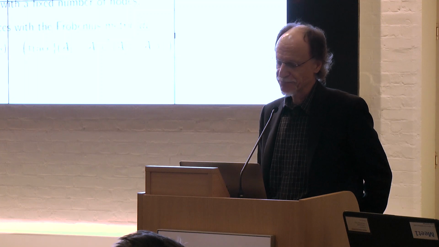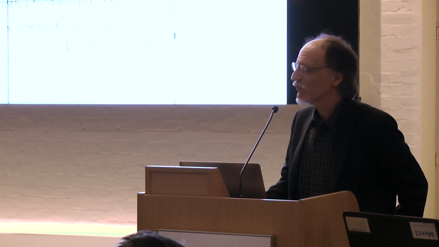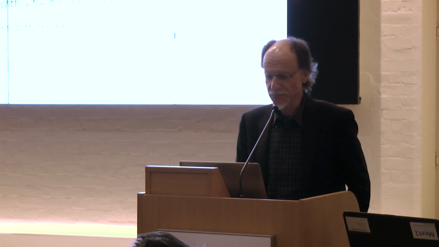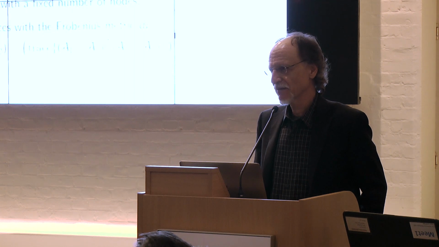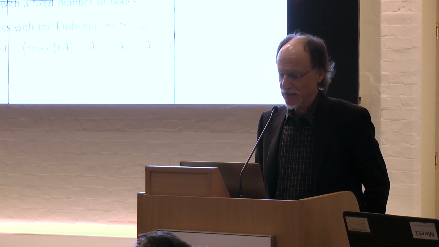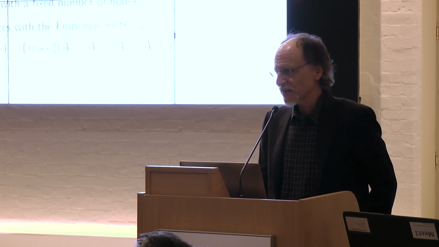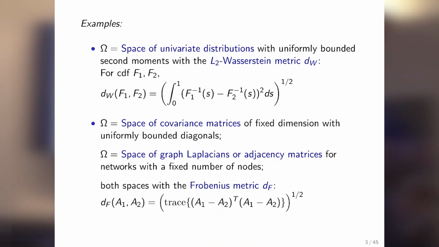A second example we will discuss is the space of covariance functions. Covariance matrices of fixed dimension with uniformly bounded diagonals and a related space of graph Laplacians or adjacency matrices for networks with a fixed number of nodes. In both spaces, the simplest metric is the Frobenius metric for such matrices, but of course you can also have fairly complex other metrics, such as the Bures-Wasserstein metric or Frobenius power metrics for covariance matrices.